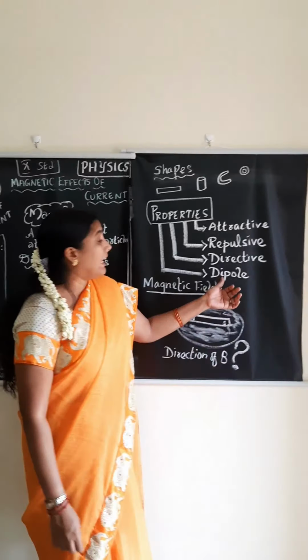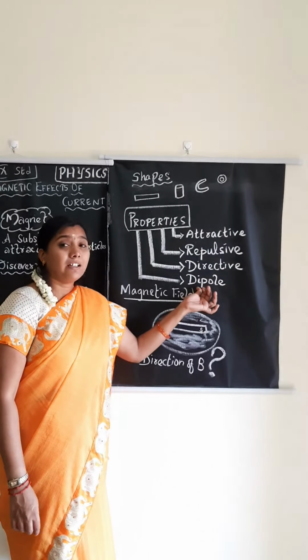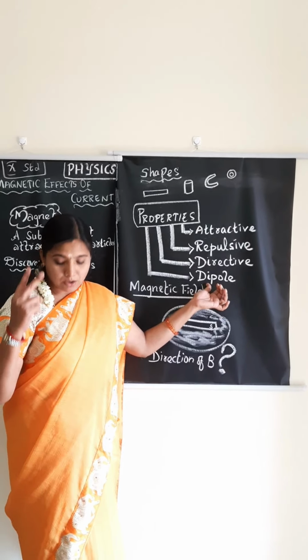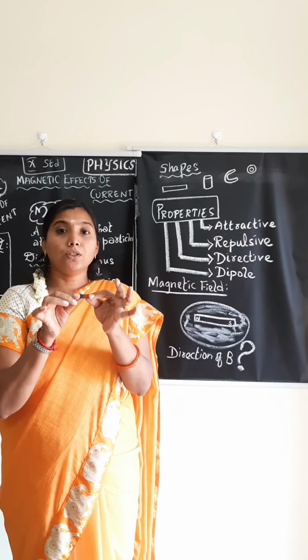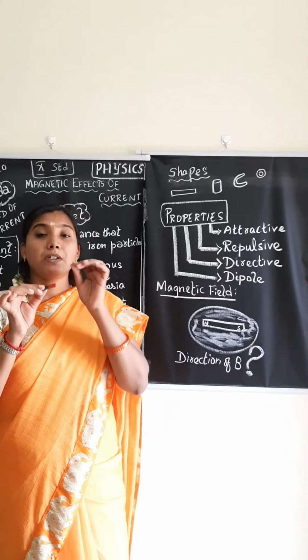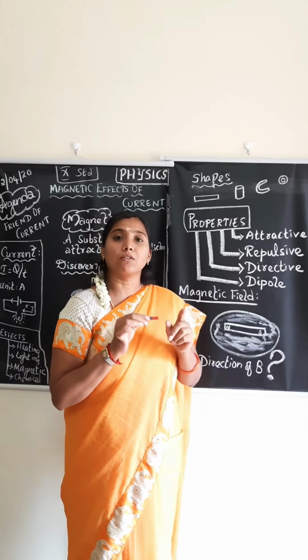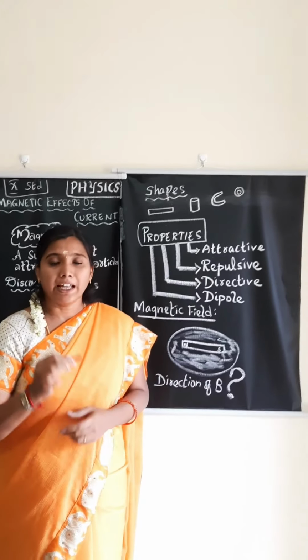The next one is a dipole. What's the meaning of the word di? Di means two. A magnet has two poles. So when you break this magnet into 10 pieces also, each piece will have two poles, north and south pole. That is what it's called as a dipole property.